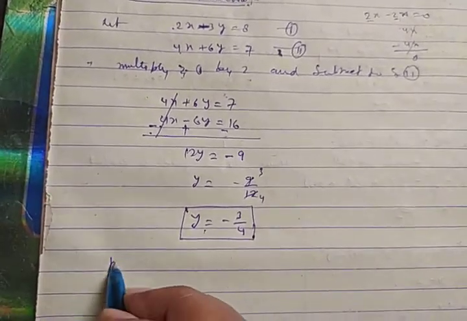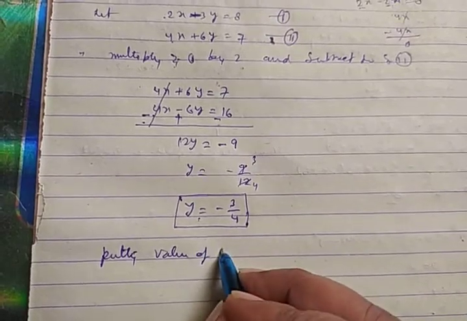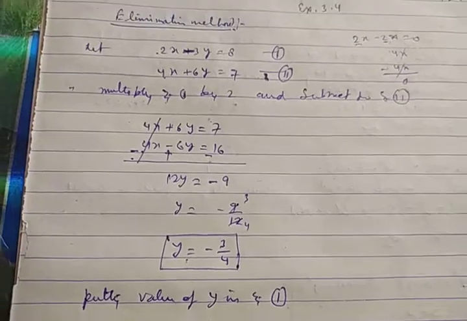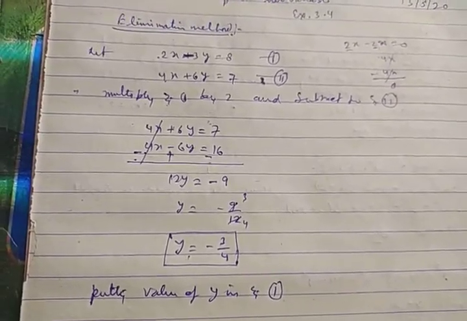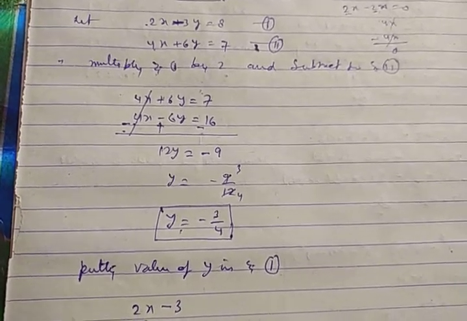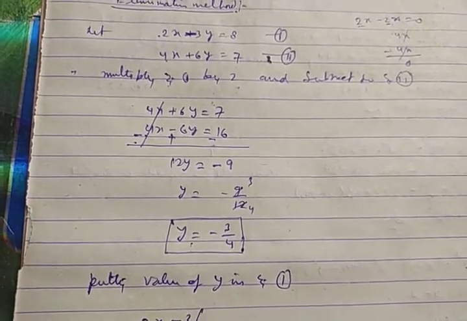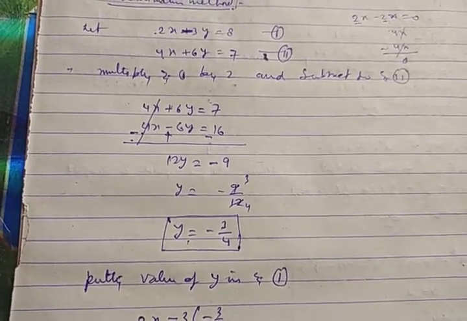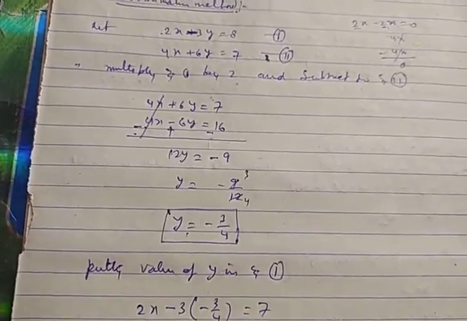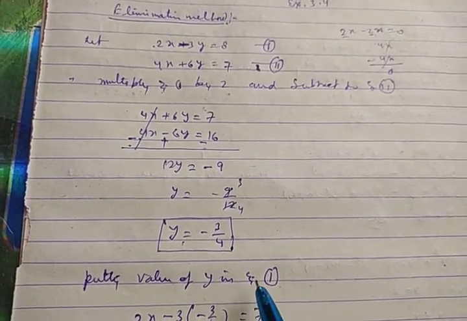Then you will insert a line: putting the value of y in equation 1. Let us put it in equation 1. So what was equation 1? That is 2x plus 3y, and put the value of y. The value of y is negative, so you will substitute this value within brackets, minus 3 upon 4, that is equal to 8.